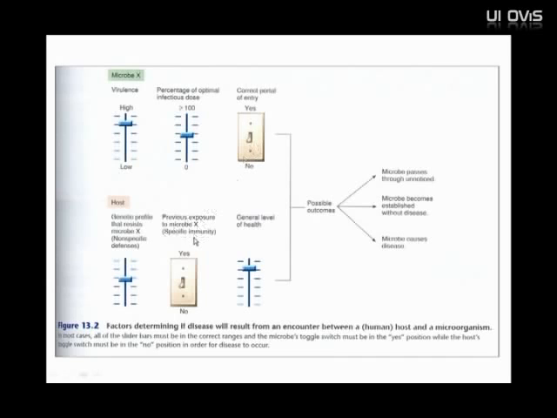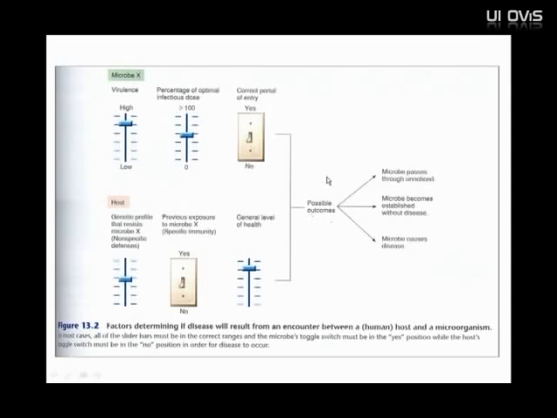When there is a previous exposure to the microbe, it means that the host has already had the antibody to the microbe. When there is no previous exposure, it means that the host doesn't have any antibody to that particular microbe. Considering these two main components, there are three possible outcomes.